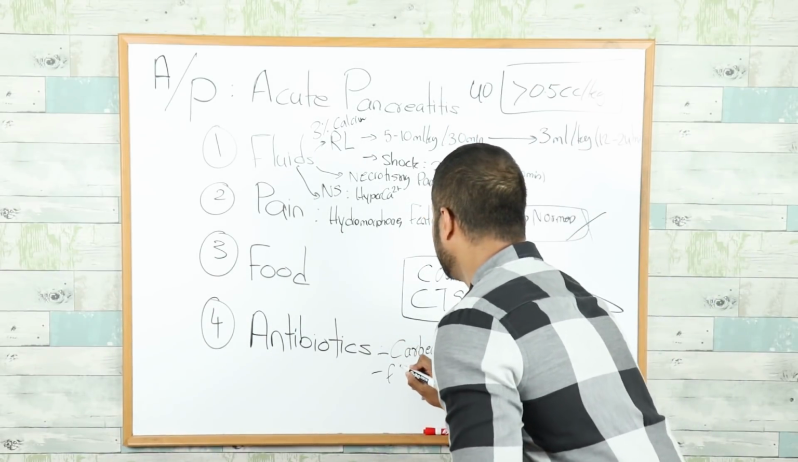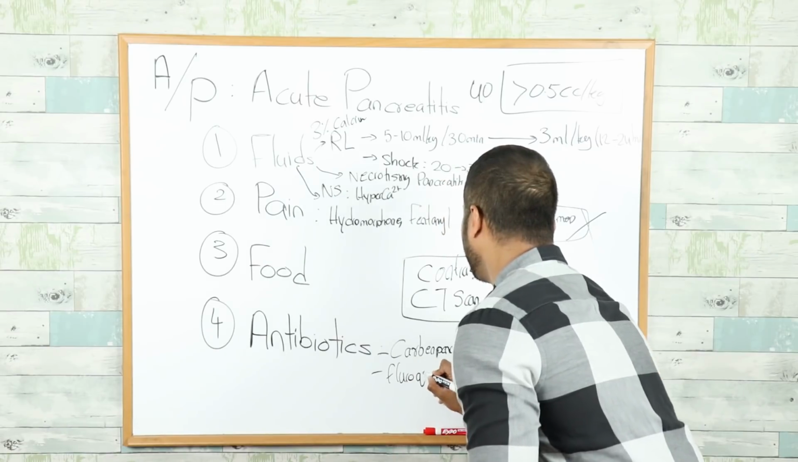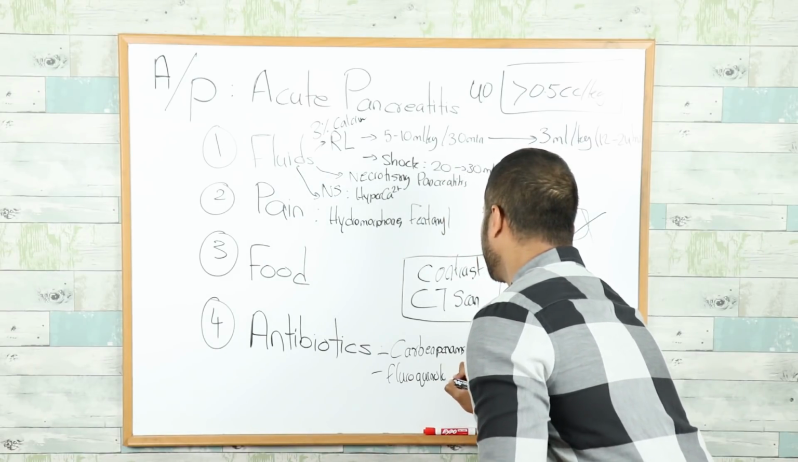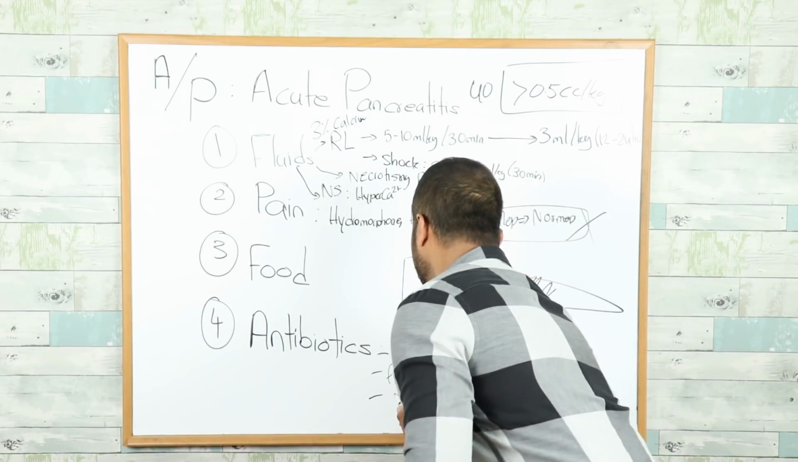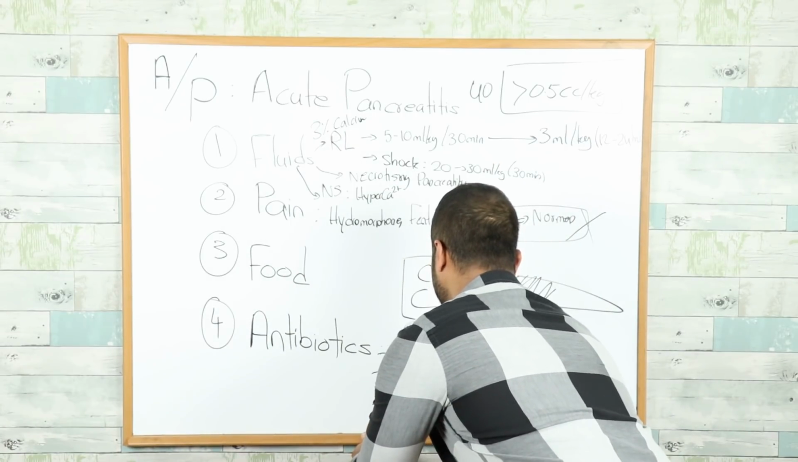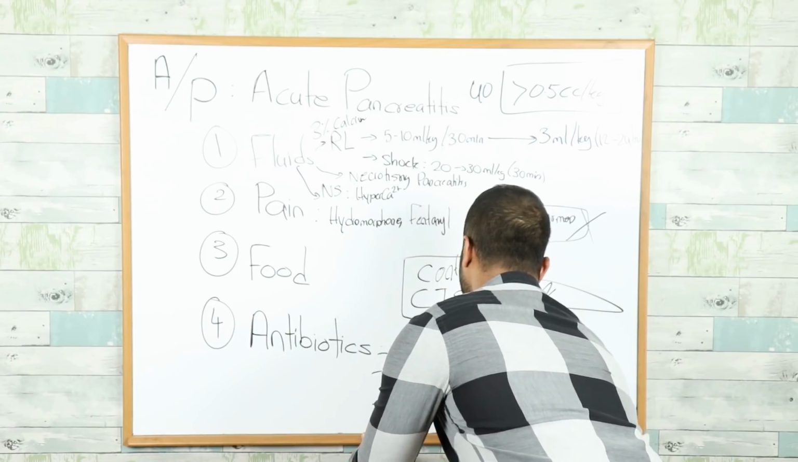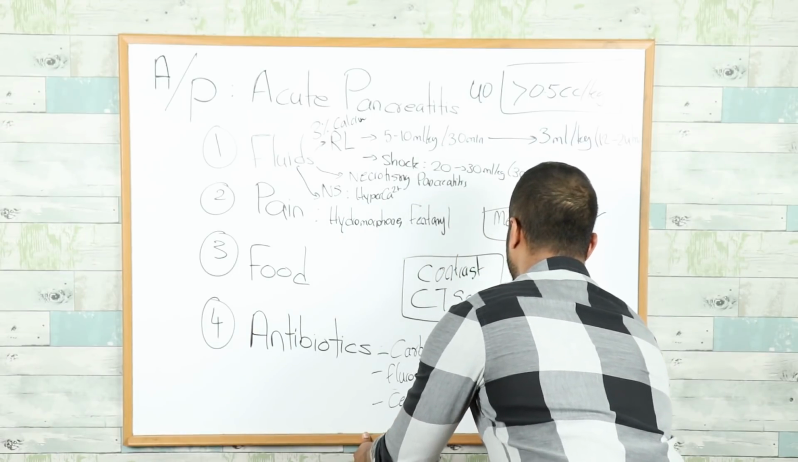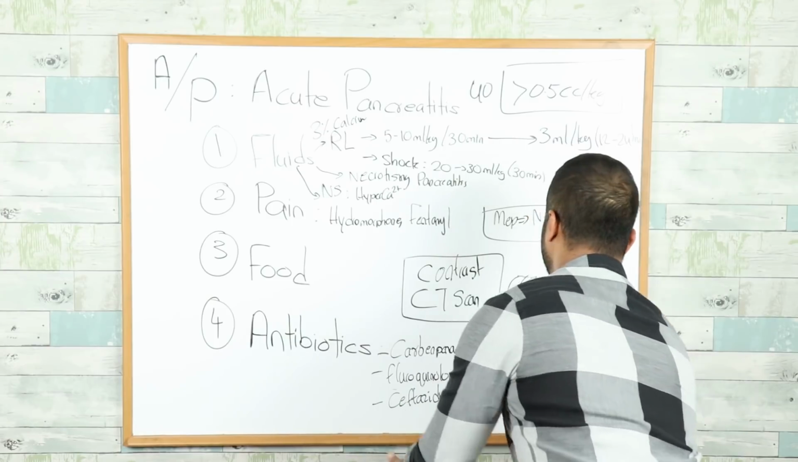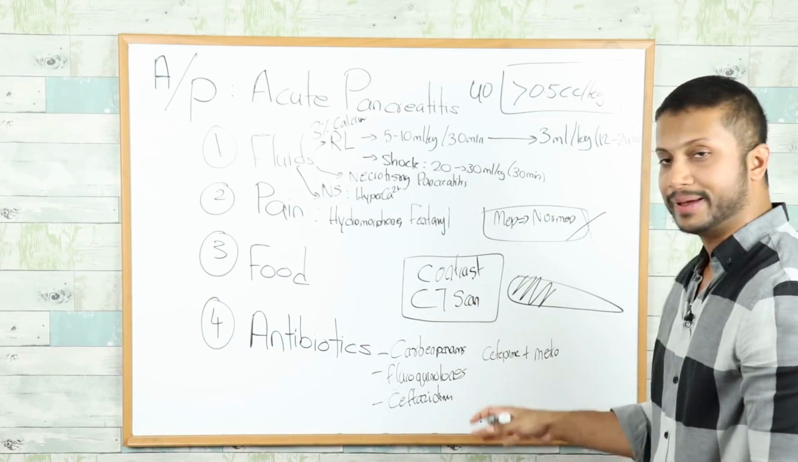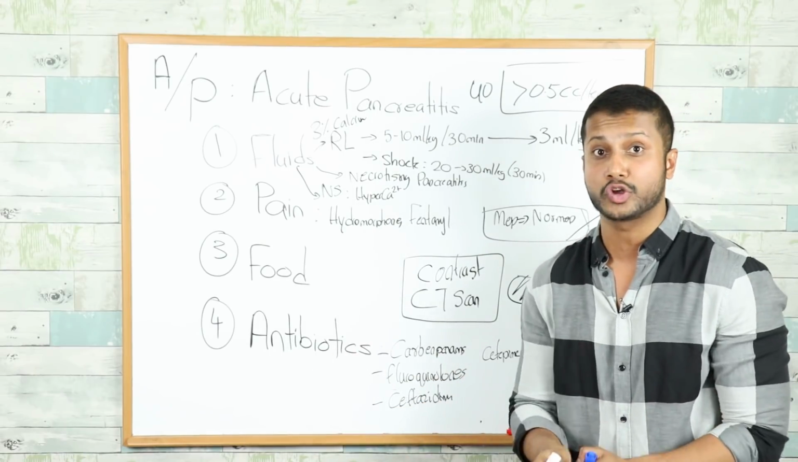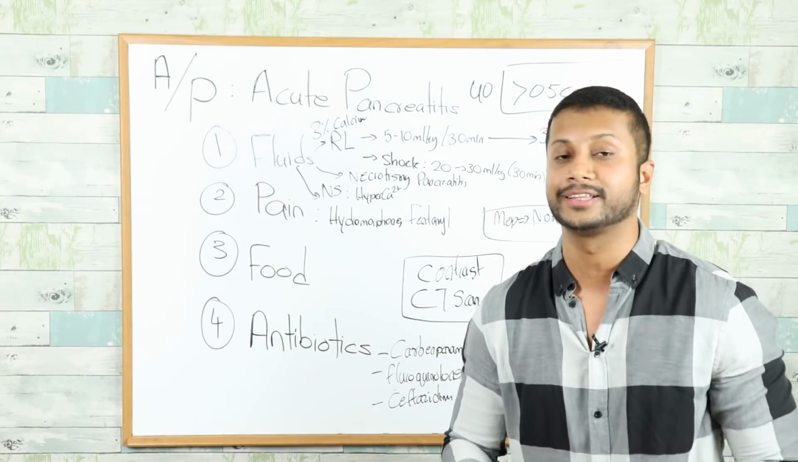You can also use fluoroquinolones, or you could use ceftazidime or cefepime plus metronidazole. And again, the reason you're using these medications is because you must know the most common organism to actually infect the pancreas, right?